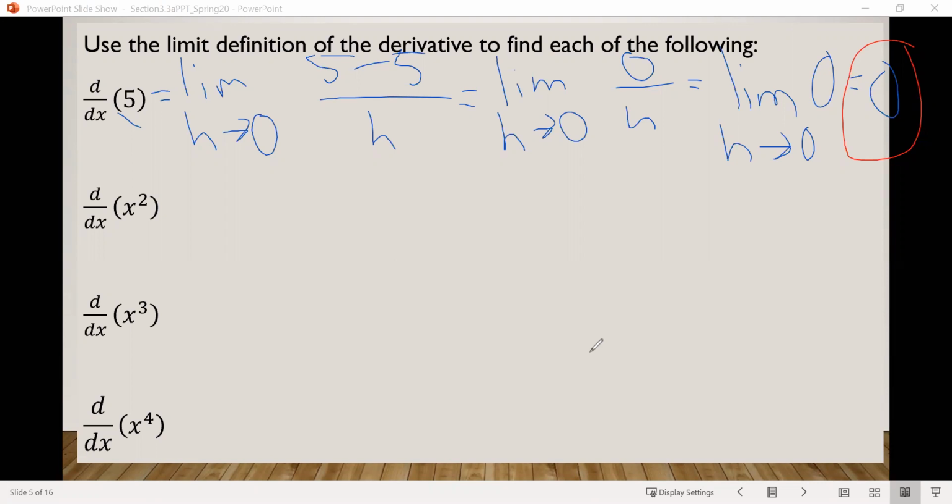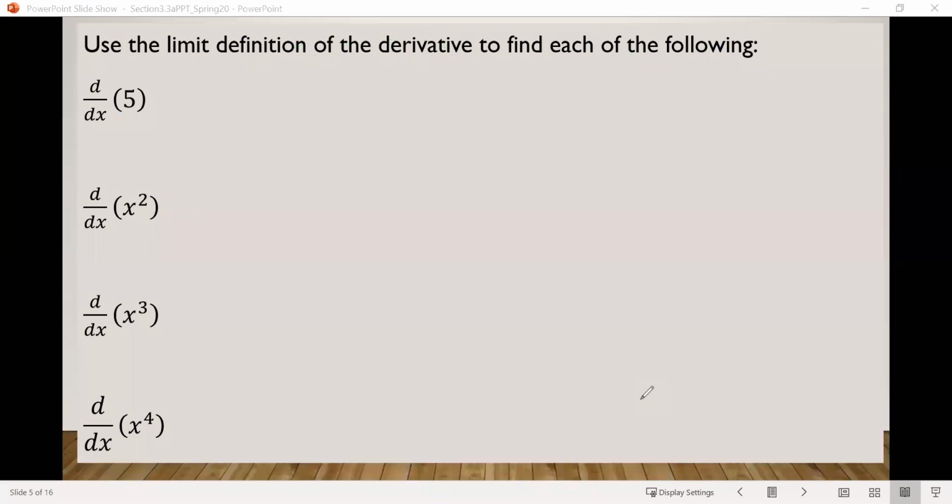Now let's think about this. Did this depend on the fact that our outputs were always 5? Could it have been some other number, like 7 or 11 or 42 or negative a billion? Would this have changed at all? The answer is no. So what do you suppose that tells us about the derivative of any constant function? The derivative of a constant will always be 0. In this case we see that this derivative is 0, and that's true of any constant function.